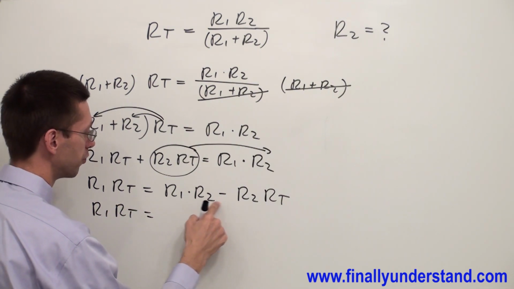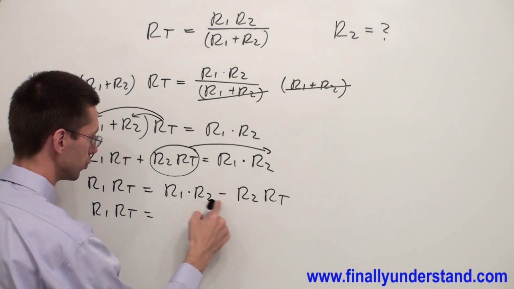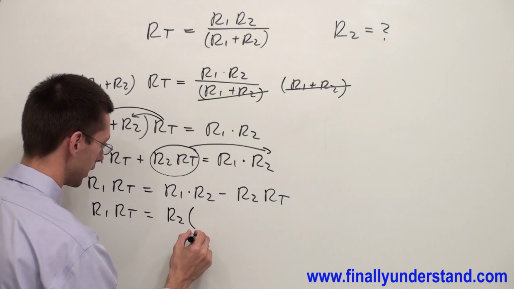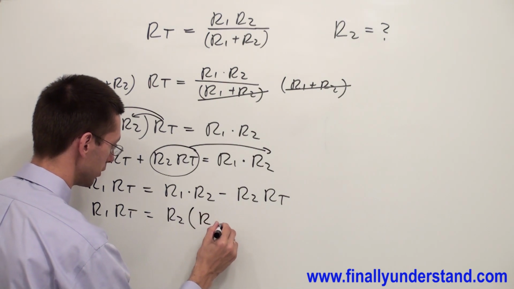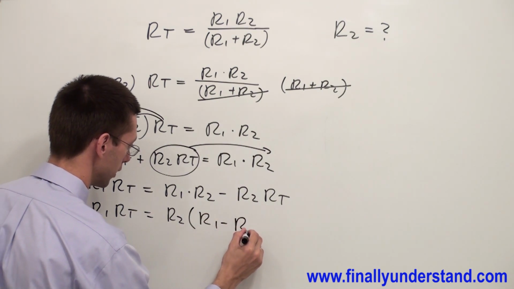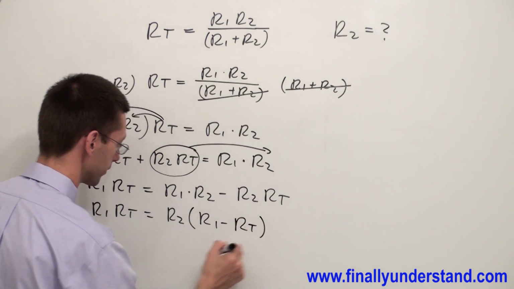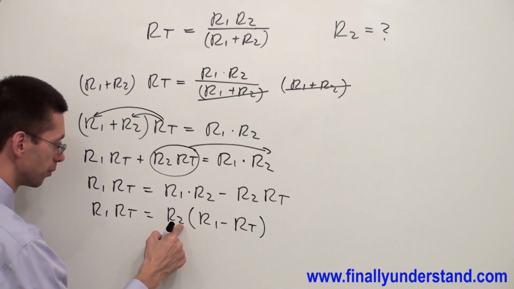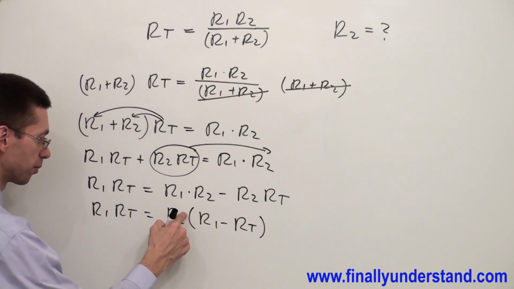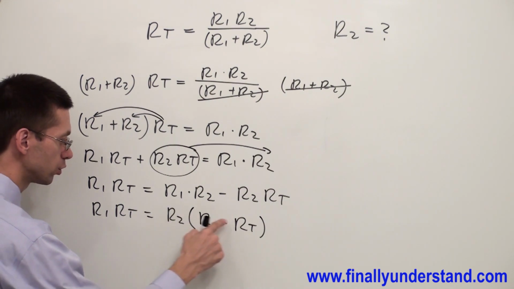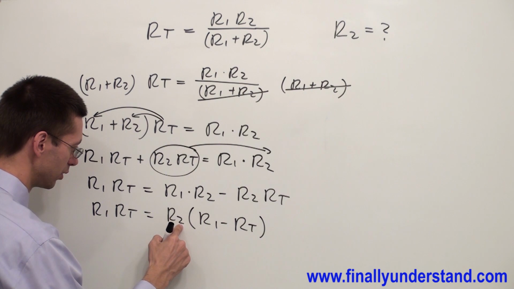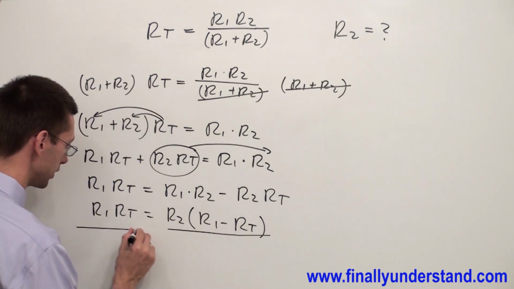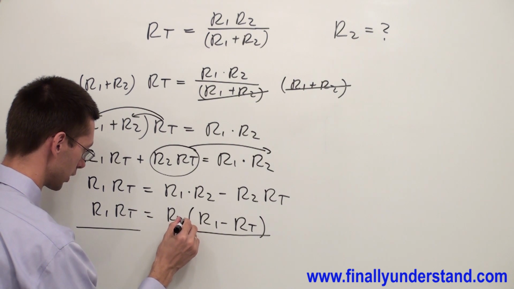Now I'm supposed to factorize R2 from these two terms. So I'm going to have R2, and I have R1 minus RT. Okay? I'm looking for R2 by itself, but R2 at this moment is multiplied by the parentheses. I do not want to see parentheses next to R2. That's why I'm going to use division in order to eliminate the multiplication, which is over here, okay?